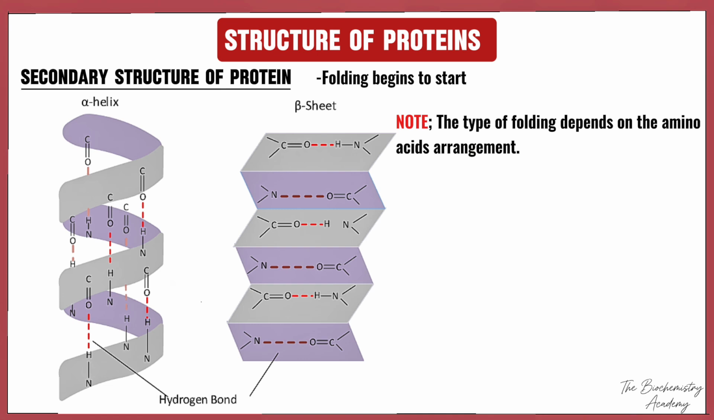And if you remember, we said that these amino acids are held together by a peptide bond. Now, the peptide bond has a carbon that is attached to oxygen and a nitrogen that is attached to hydrogen. Both the oxygen and the hydrogen have the ability to form a hydrogen bond, which then results in the folding of peptide chains, which can either be the α-helix or the beta-pleated sheet.